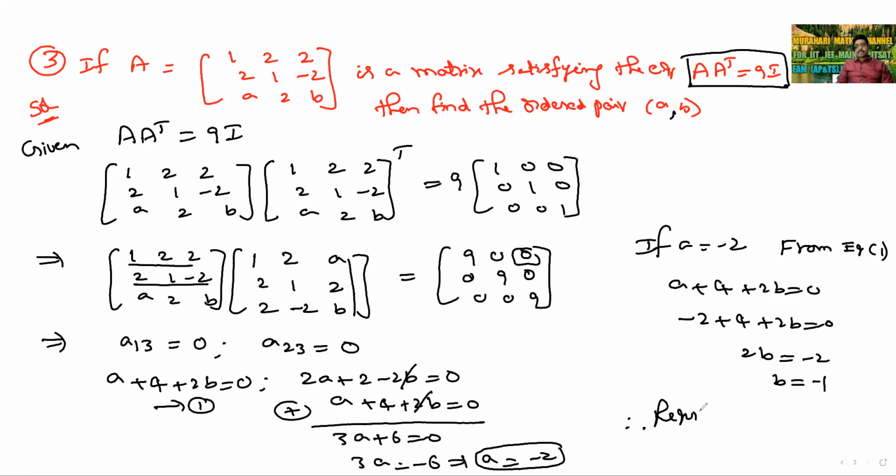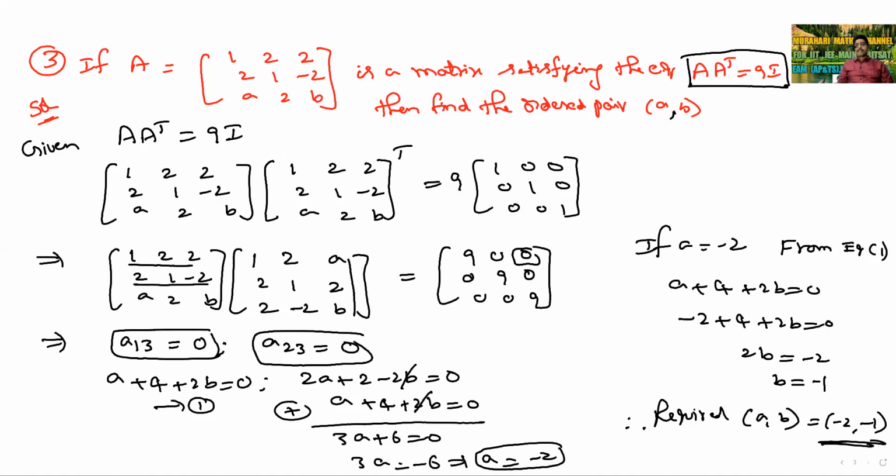Therefore, what is required? The A and B values. So A value is minus 2 and B value is minus 1. So minus 2, minus 1 is the correct answer. Okay, so don't multiply each and every element. A13, A23, that's enough. Next, I am going to explain question number 4.